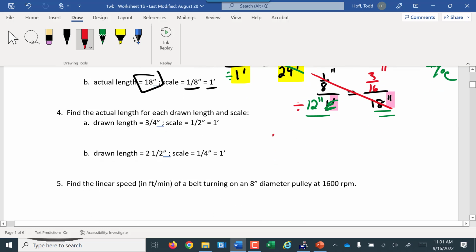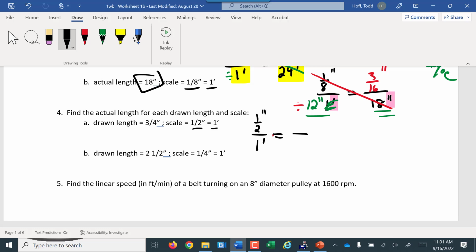This one's going the other direction. If we have the scale and the drawn length, we want to know the actual length of the object. So if our scale here is 1/2 inch equals 1 foot, the 3/4 inch is the drawn length. That goes on top. Those do have the same units of inches. So we'll cross multiply and divide. 1 times 3/4 divided by 1/2 is 1.5. That's 1.5 feet, not inches, 1.5 feet long is the actual length there.